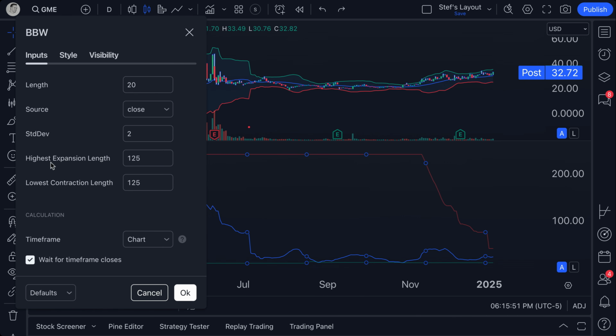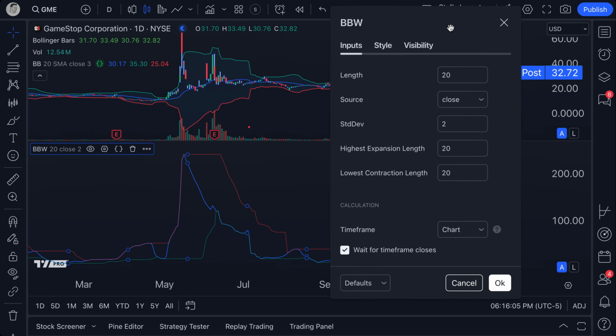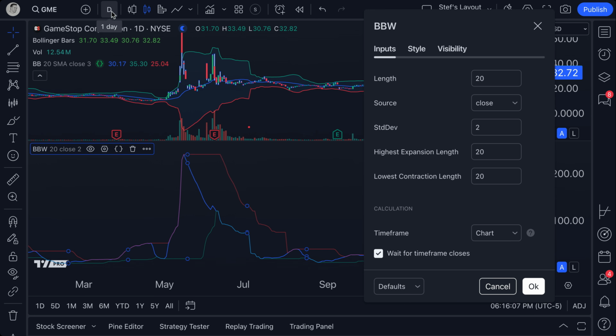Now, specifically, you've got this highest expansion length, 125, lowest contraction length, 125. I'm going to change this just to 20 and 20. Our time frame says chart. Now, remember, if it says chart, that means our time frame here is a daily chart. So it's going back 20 days. If it was minutes, it'd be going back 20 minutes. If it was week, 20 weeks. So I can change where I want that highest point to start from before it begins calculating, or where I want that lowest contraction point to start from before it begins calculating.